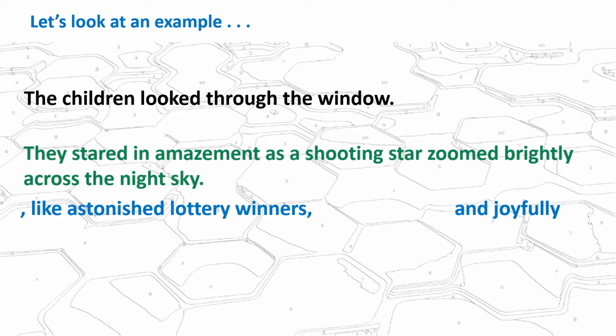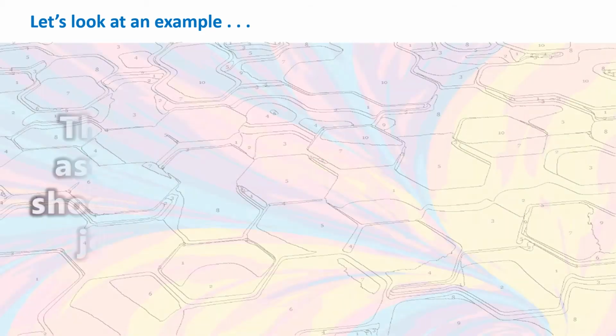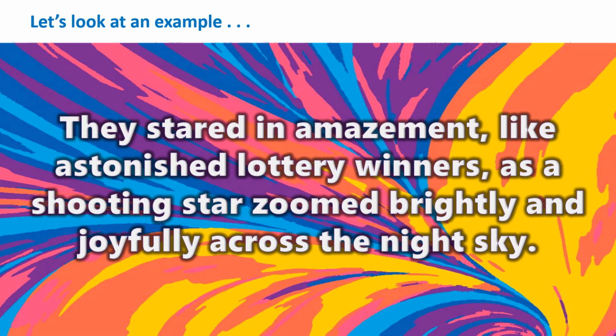So when we put it together, we get a far more colorful sentence with better imagery. They stared in amazement like astonished lottery winners as a shooting star zoomed brightly and joyfully across the night sky. Now, this is a huge improvement on the original sentence. So that's what I want you to do today. Look at your old sentences and improve them, okay?